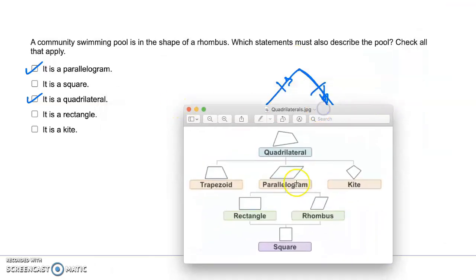Is a rhombus a rectangle? Well, we can look at that. Is a rhombus a rectangle? No, they're on the same level, so they're not. And it does not fall underneath a kite, so that is not true either.